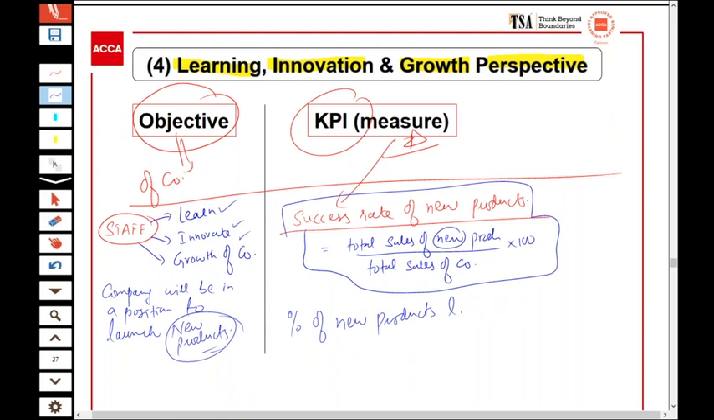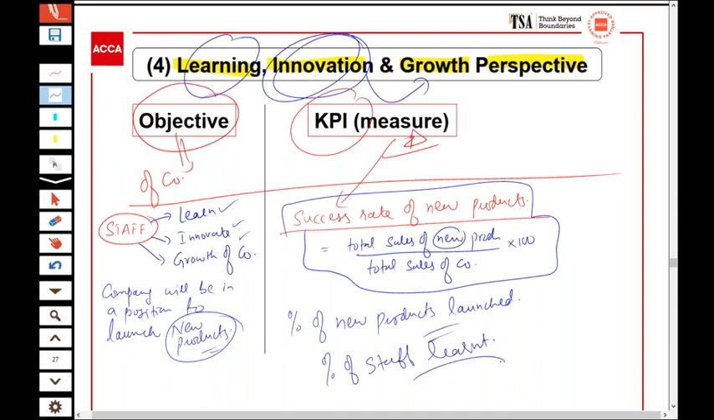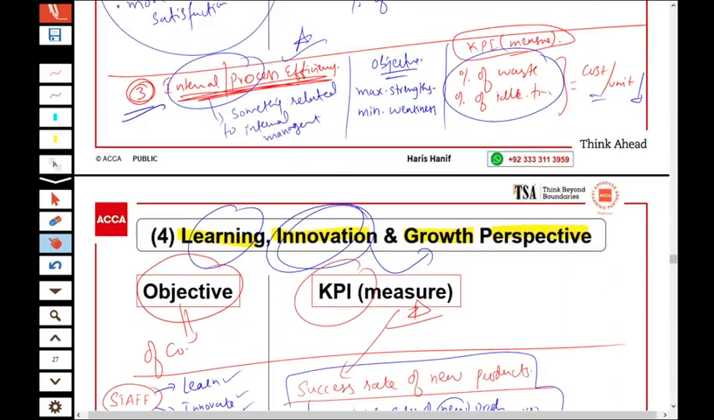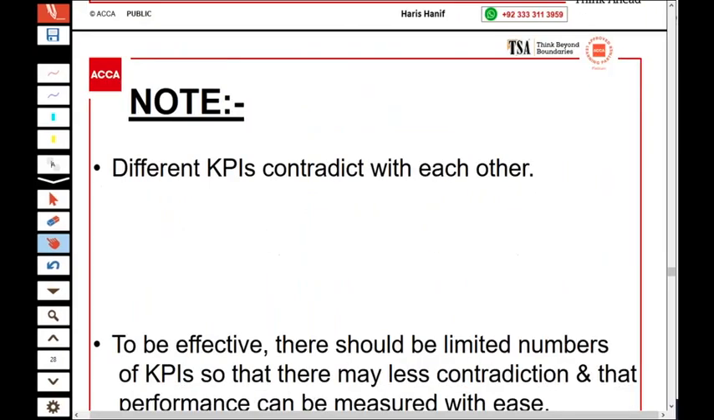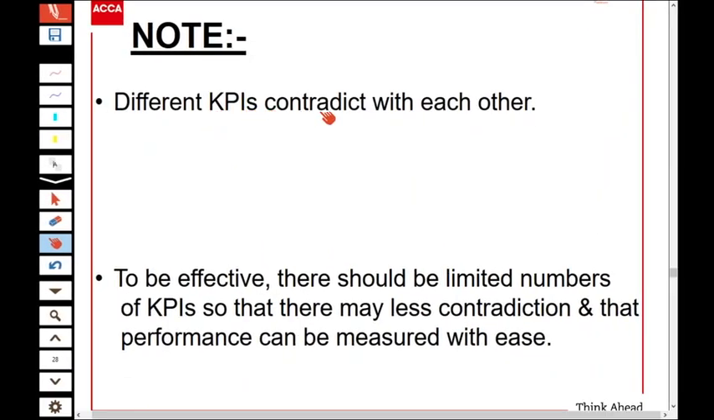New products launched. Something new. Learning and then innovate for the growth. And you can also figure out how many of your staff members have learned the new things. There is percentage of staff learned. This can also be the case. So see that there are 4 perspectives in the balance scorecard. In the slide, the third was missing, and I wrote it over here. And these are 4 perspectives.